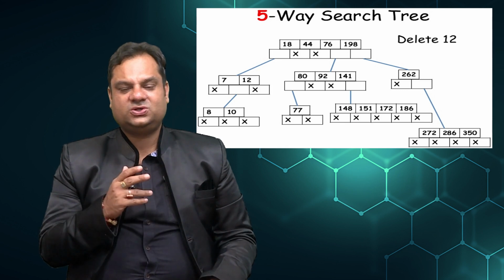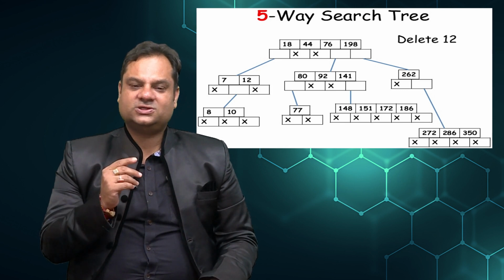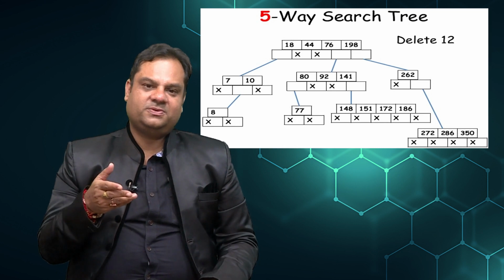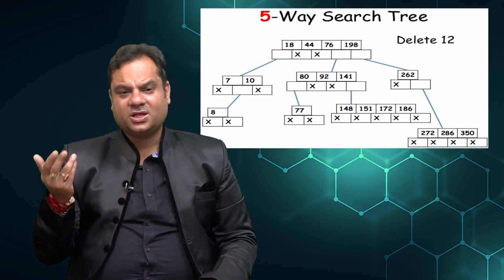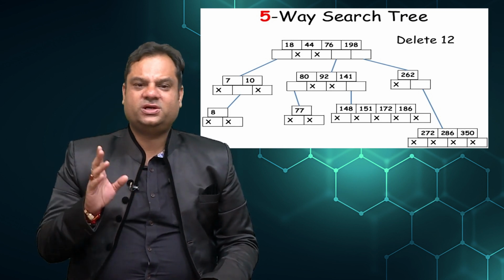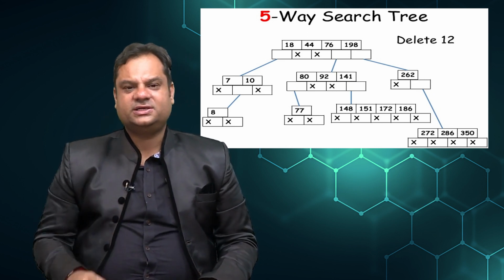So here we have two items, 8 and 10. The largest value is 10. So 10 replaces 12, and when we replace 12 by 10, 12 is automatically deleted or removed from the tree. Only one change happens: 12 is replaced by 10, the rest of the items are as they are, you can see in this diagram. So after deletion, the tree still follows the property of an M-way tree. So we can say this is an M-way search tree after deleting 12.